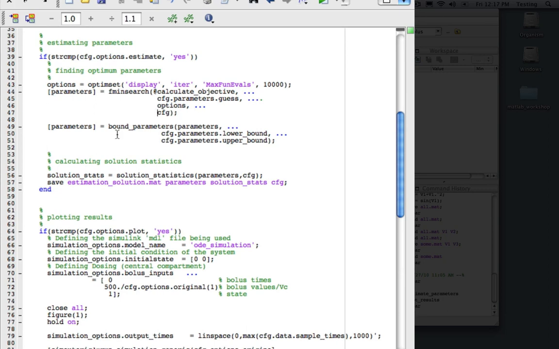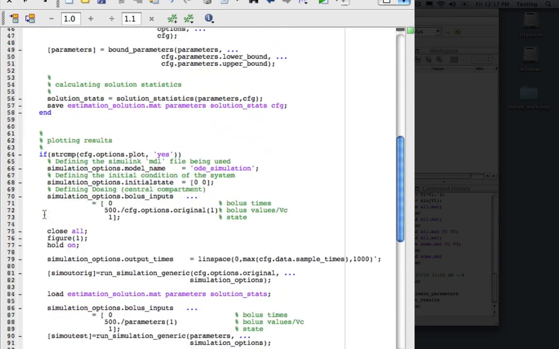Remember, I said that fminsearch can return values beyond your bounds, but those values were actually evaluated at your bounds for determining the objective function. So we need to rebound the parameters here. And then we take our bounded parameters and we calculate our solution statistics using the solution statistics m file that I created. I stored that all in the solution stats variable. And then I save everything into estimate_solution.mat. I'm going to save parameters, solution stats, and the CFG variable.